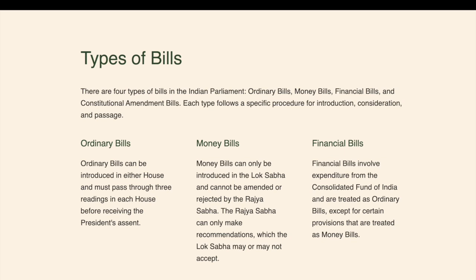Each house must pass the bill separately. In case of a disagreement between the two houses, there is no provision for holding a joint sitting of the two houses. If the bill seeks to amend the federal provisions of the constitution, it must also be ratified by the legislatures of half of the states by a simple majority. Okay. The president must give his assent to the bill. He can neither withhold his assent to the bill nor return the bill for reconsideration of the parliament. After the president's assent, the bill becomes an act, a constitutional amendment act, and the constitution stands amended as per the changes made by the act. Okay.